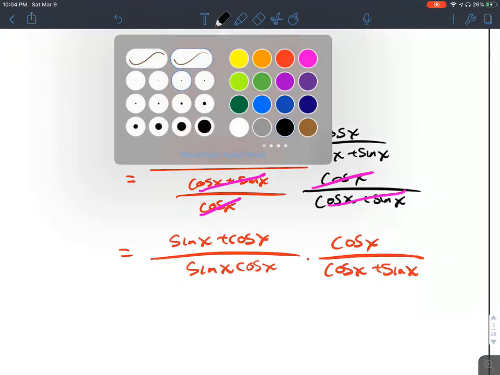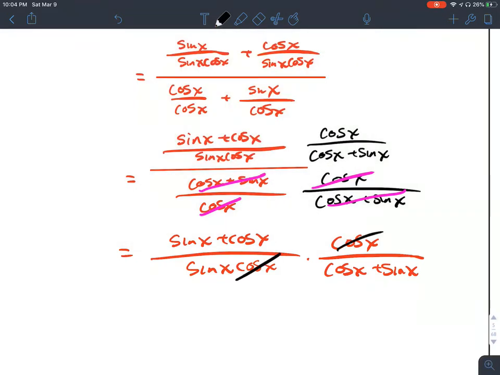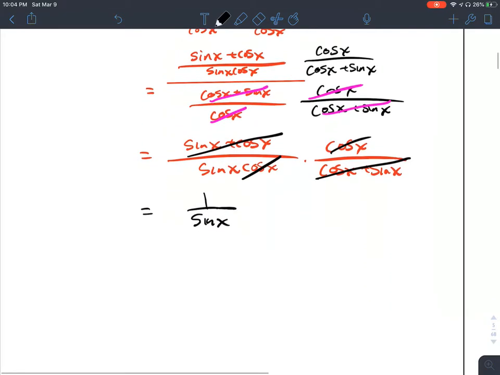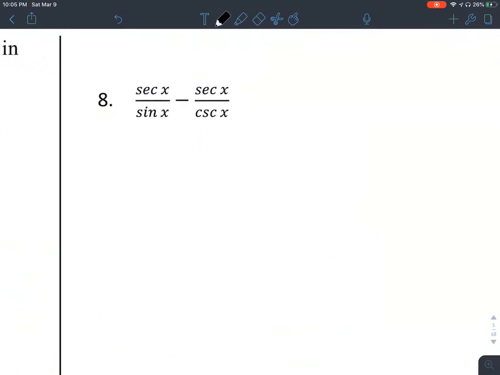We can cancel now. We are multiplying the top and bottom by cosine. Those cancel. Oh, well, check this out. This is sine of x plus cosine of x. This is cosine of x plus sine of x. They're the same thing. So that entire thing can cancel. But what are we left with? 1 over sine of x. Now this cannot be our answer, because the directions said that the answer has to be a single trig ratio. This is a fraction that has a trig ratio in it. This can be simplified to cosecant of x. That is our final answer for that.